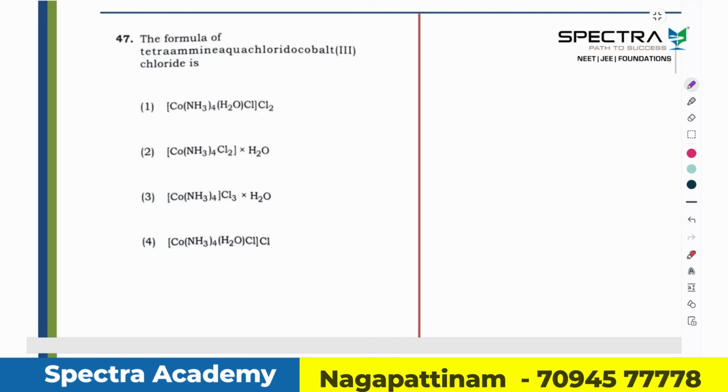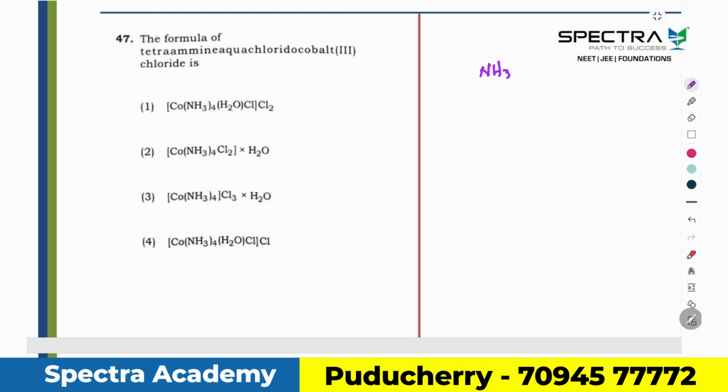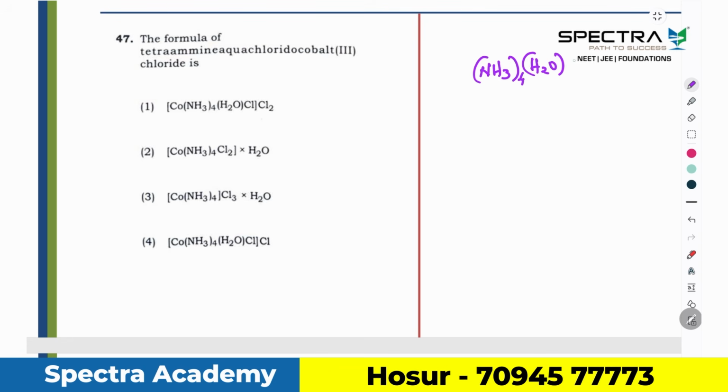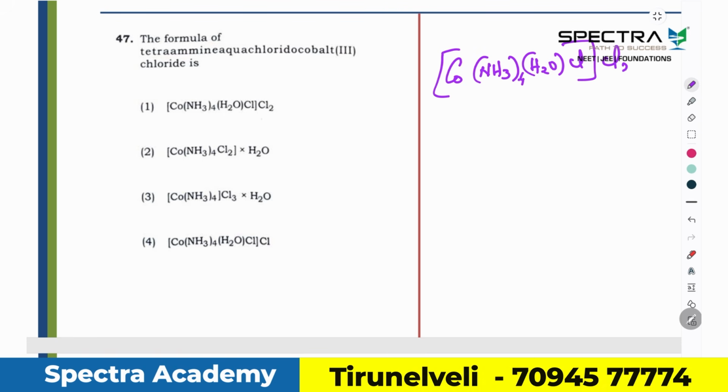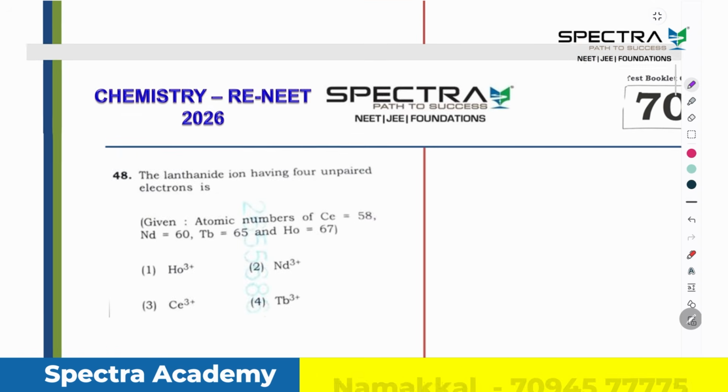47th question. The formula for tetraamine, that means 4 ammonia are acting as ligand, aqua 1 water molecule, chlorido and cobalt 3 plus inside means there should be 2 chlorine ions outside. So the answer is option 1 for the 47th question.